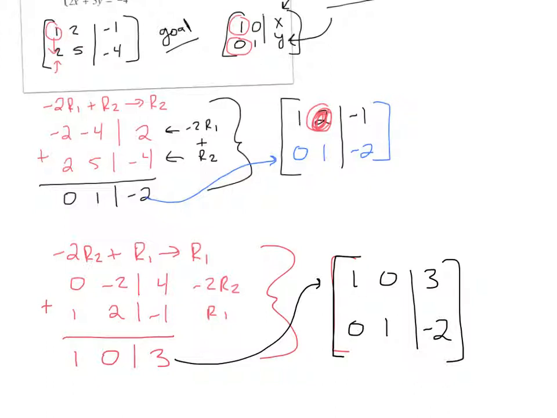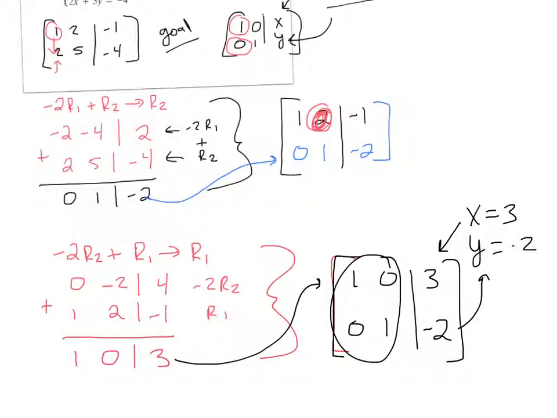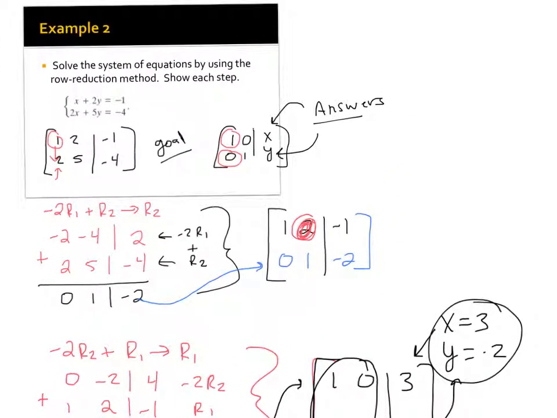And so now I've got my goal. I've got my identity matrix, so I can say x is equal to 3 and y is equal to -2. And if we go back to our original problem and plug those in, they will both work. Okay?